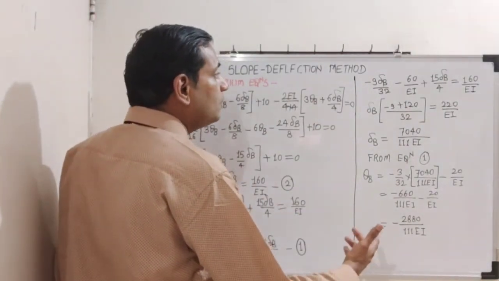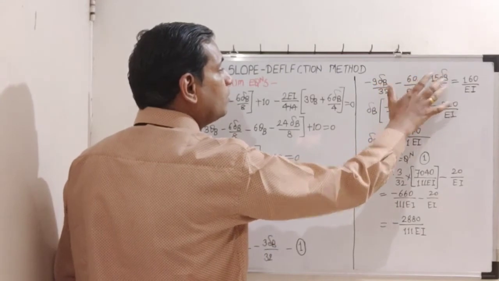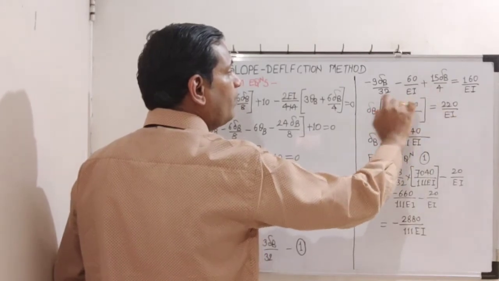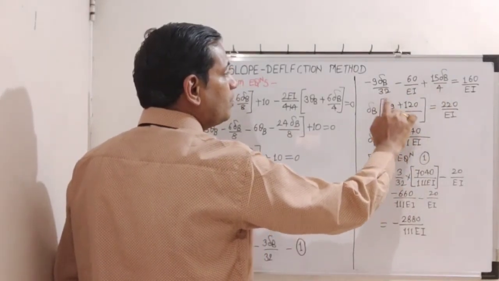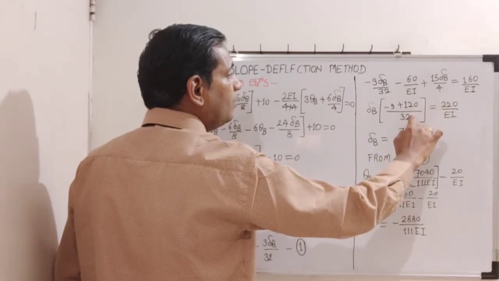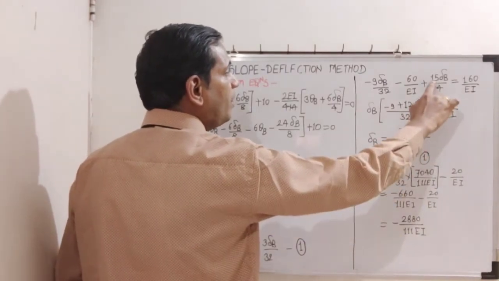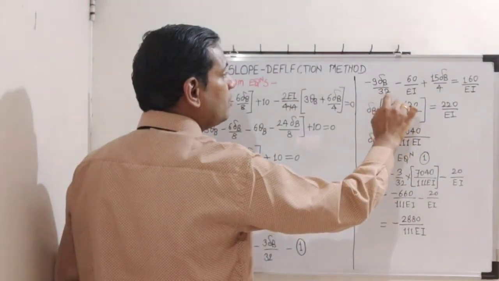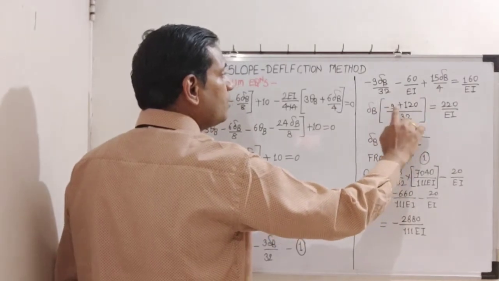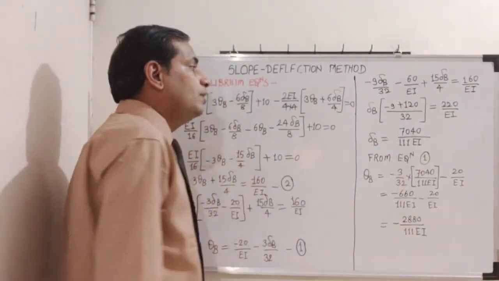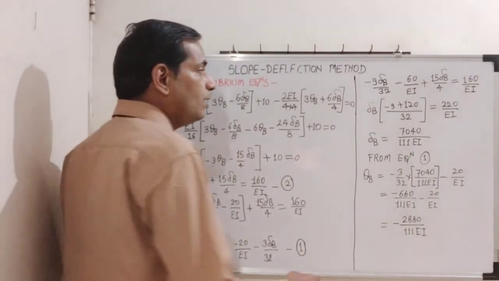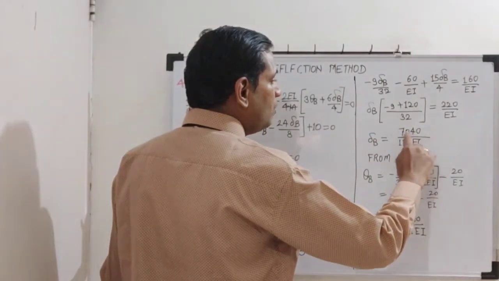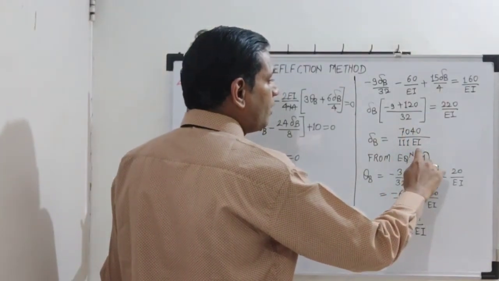Now we are going to take some of the things common. So delta B we have taken common from the first and third term, and we have made the denominator equal. So it is 32. So this is 4 into 8, equal to 32. So it has to be 15 into 8, 120. Minus 9 will be as it is because this is 32. Okay, so minus 9 plus 120 is 111. Okay, so delta B will be finally 7040 upon 111 EI.